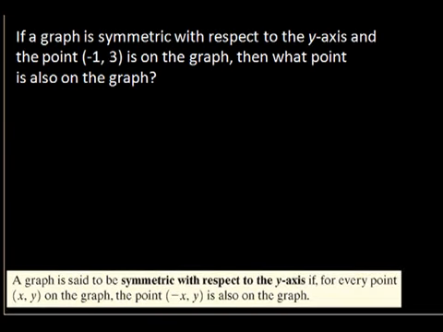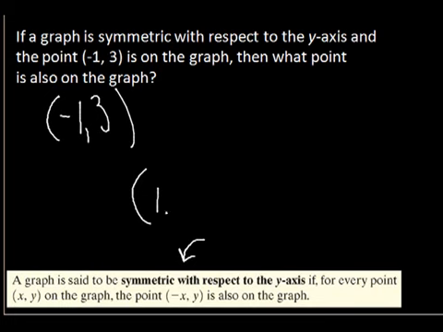Let's look at this example. If a graph is symmetric with respect to the y-axis and the point -1, 3 is on the graph, then what point is also on the graph? Well, let's write our original out here, -1, 3. And I have our notes down here, and hopefully you're going to put this in your notes for the test. So basically it's the x value that changes this time. So from a -1 it goes to a +1, and the y value stays the same. So what point is also on the graph? 1, 3.